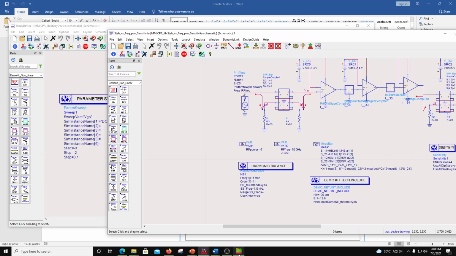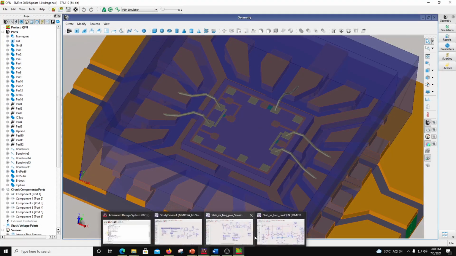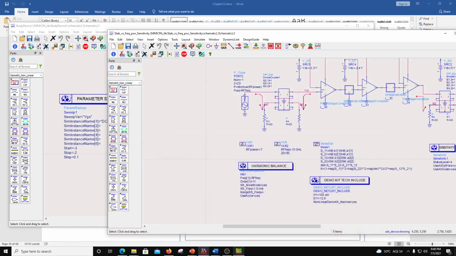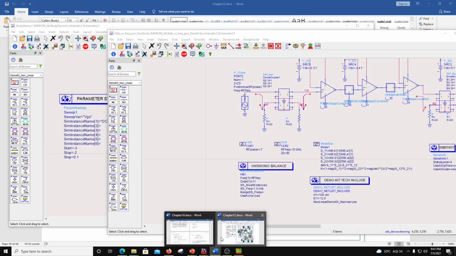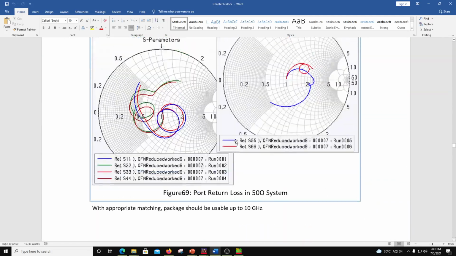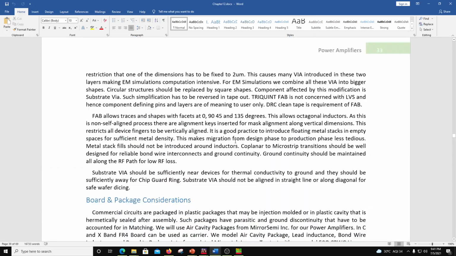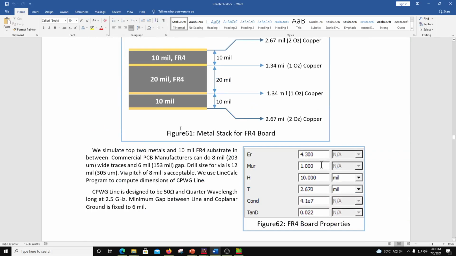What I'm showing here on the QFN is a 2.4 to 2.5 gigahertz in a TriQuint PHEMT process, right? So that design basically is a two-stage design, okay, which is over here. Okay, so this is a two-stage design, and this one is sitting on this FR4 board.